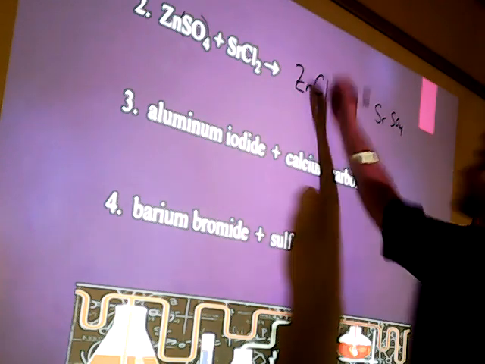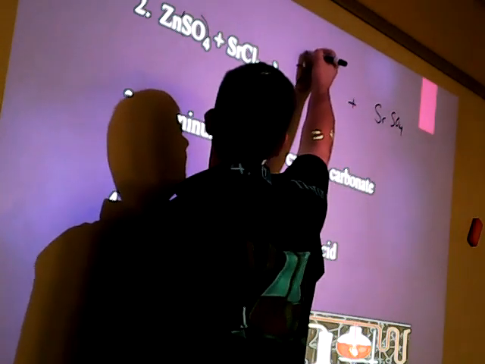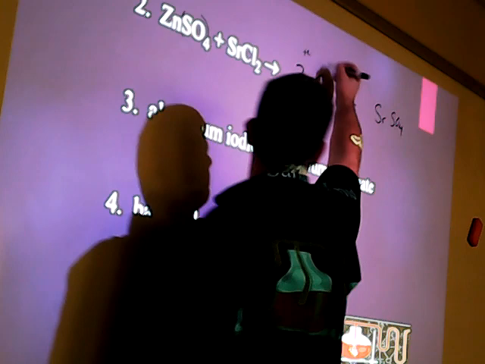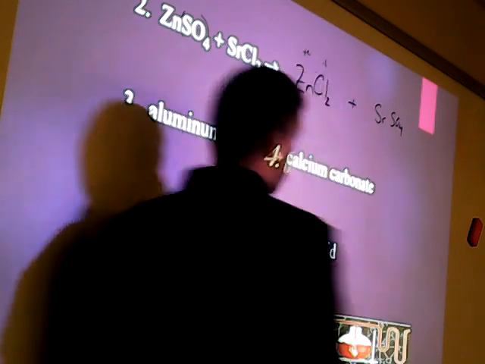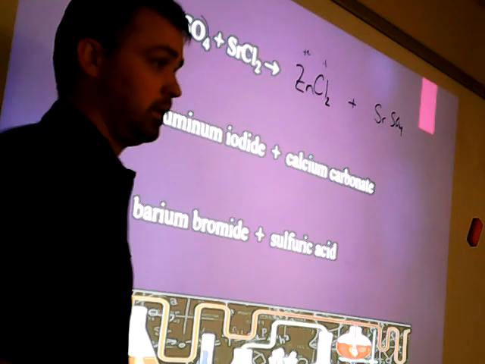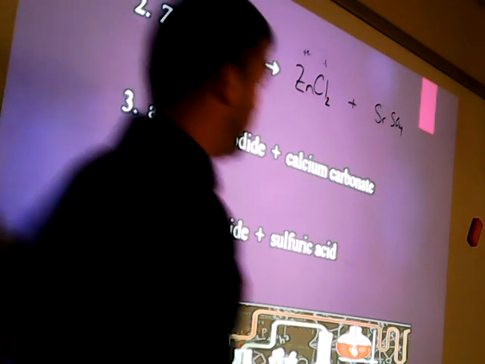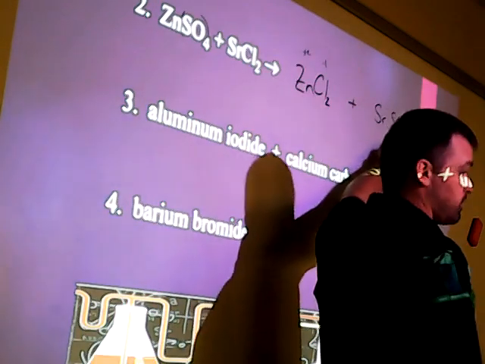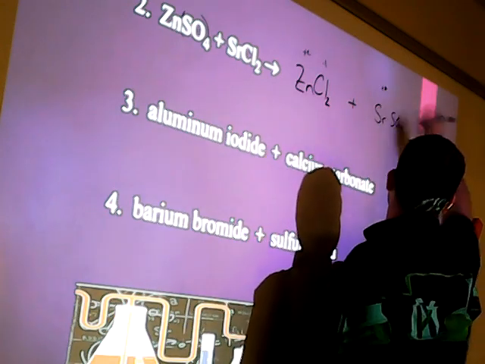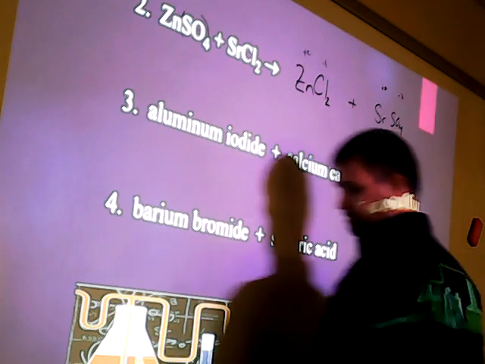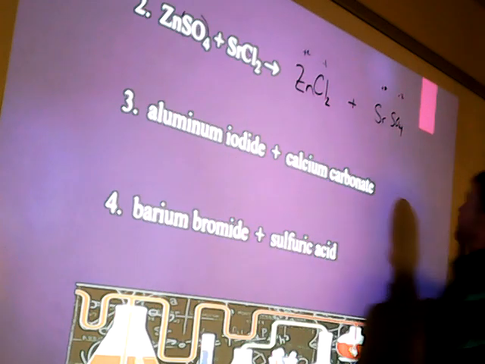What's the zinc's charge? Plus 2. What's chlorine's charge? Cross those up. Now I have a good formula. Over here, strontium's charge. Sulfate is minus 2. When I cross those up, they just cancel out. They cancel each other out, so that's good.